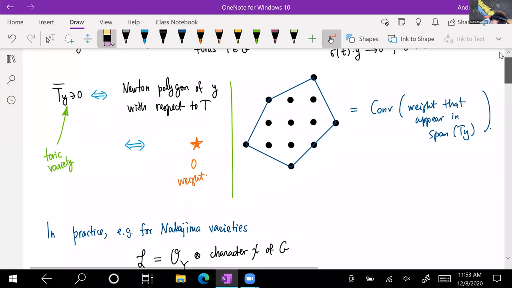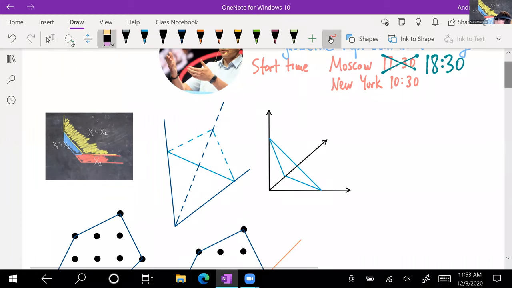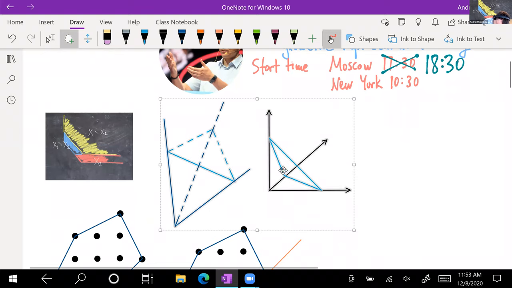So in terms of cones, I have two pictures of a cone. I can choose either. Well, let me choose both since I'll need them both.